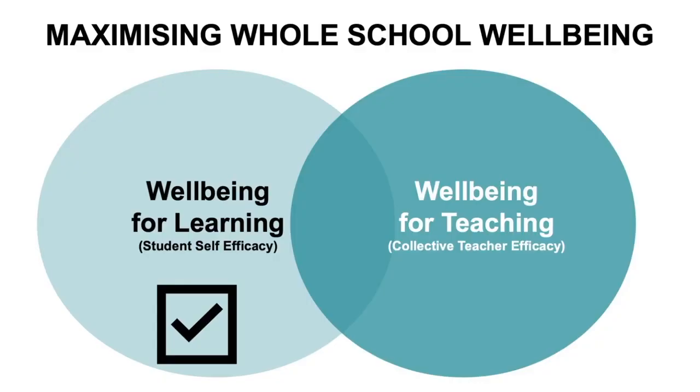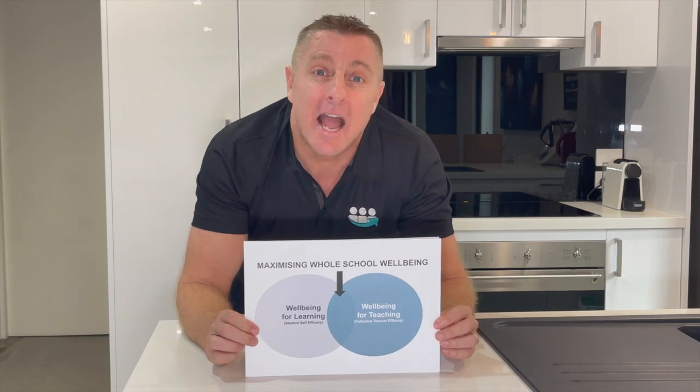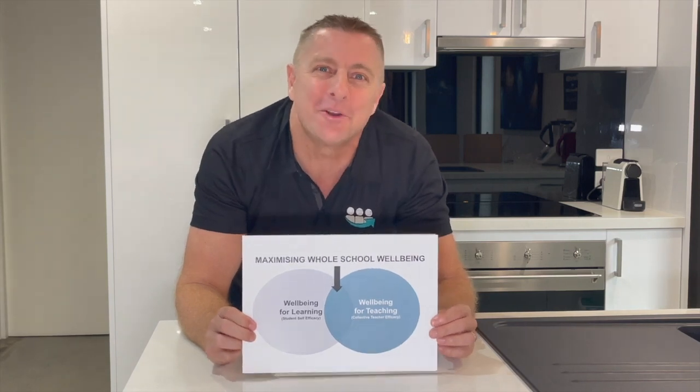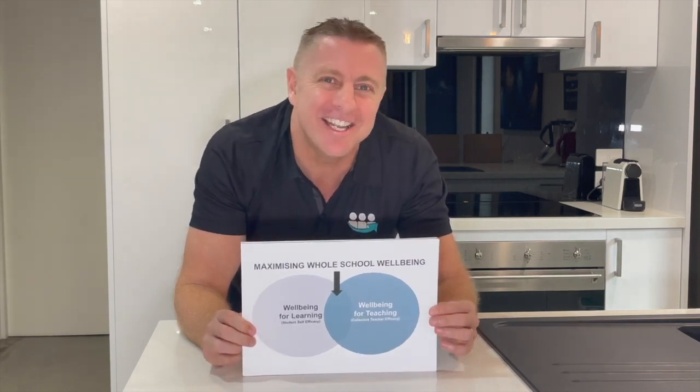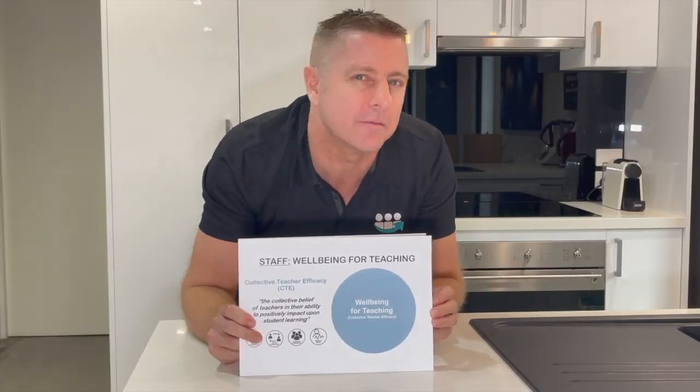So that's how we can maximize well-being for learning. But what's interesting is that well-being for learning, as you can see on the screen now, and well-being for teaching interact. So if we really want to maximize well-being for learning, we need to return to our model and focus on how we also maximize well-being for teaching. That takes us to the concept of collective teacher efficacy, a slightly different theory with some slightly different measures about what constitutes collective teacher efficacy.